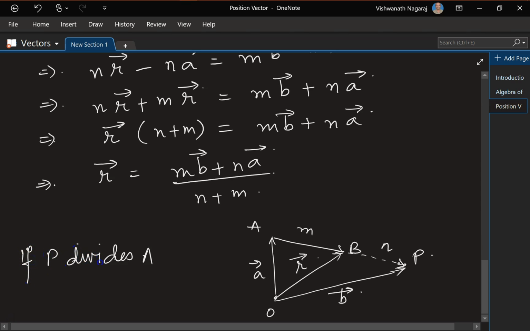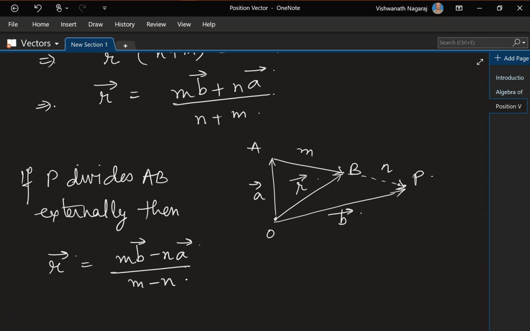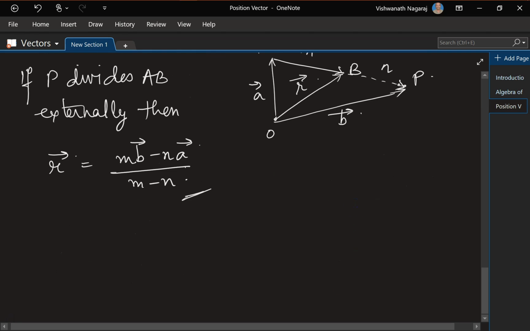If P divides AB externally, then what will happen? Then R would be equal to (MB minus NA) by (M minus N). You can just follow the same steps as before, but because the position of P has changed, you will end up with this formula. Just try to do it. It will be a practice for you also.